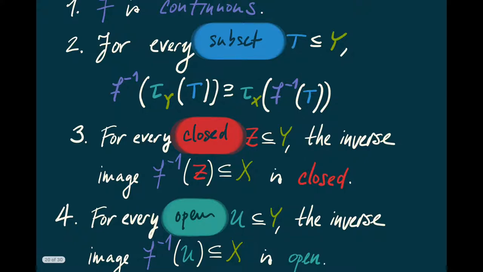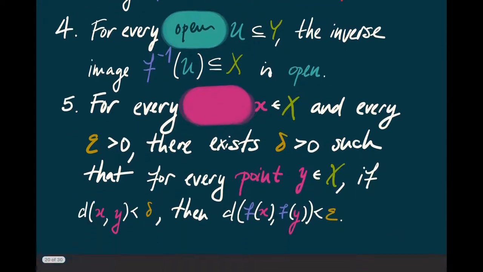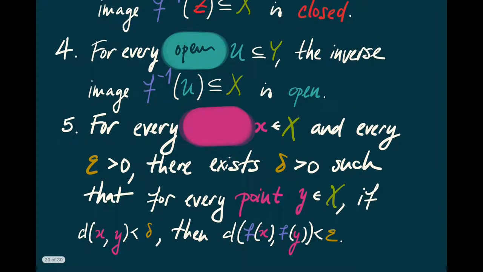But for now, let's look at this fifth equivalent characterization of continuity, and this is something particular to Euclidean space. It says that for every point x of X, and for every epsilon greater than zero, there exists a delta greater than zero, such that for every point y of X that is delta close to little x, f of x and f of y are epsilon close. This is probably the form of continuity that's familiar to you from analysis class.